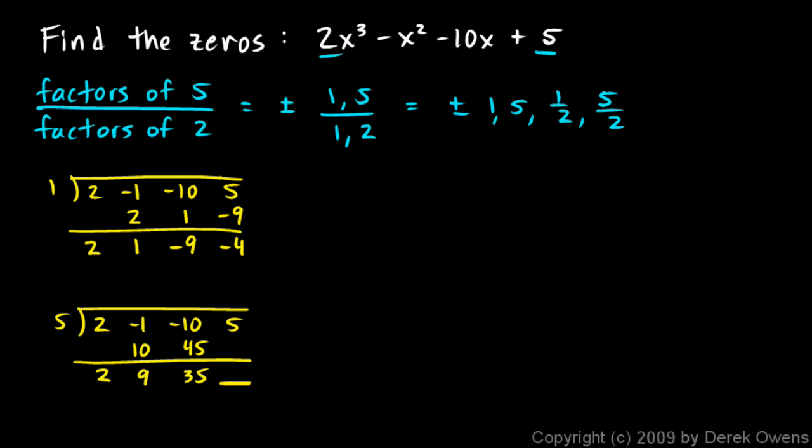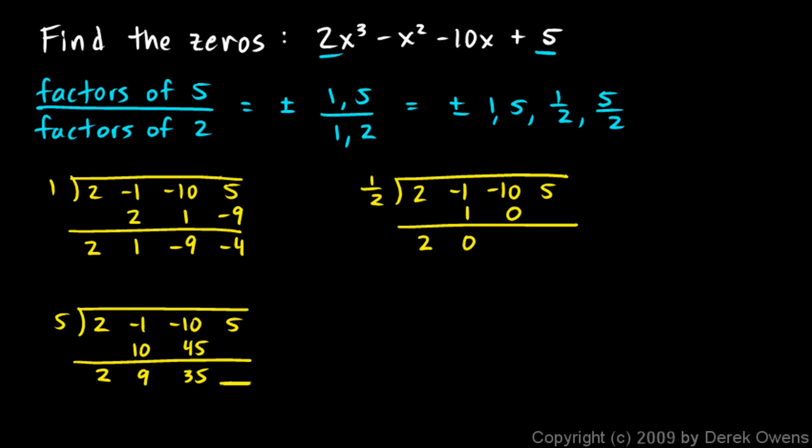So let's try the next one in the list, 1/2. 2, negative 1, negative 10, and 5. Bring down the 2. 2 times 1/2 is 1, and then we add and we get 0. 0 times 1/2 is 0, and this looks like it's going to work. We add here, we get negative 10. Negative 10 times 1/2 is negative 5, and we add and we get 0. So that's it. x minus 1/2 is a factor.